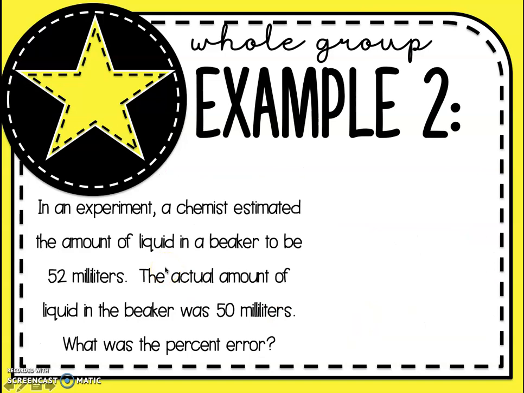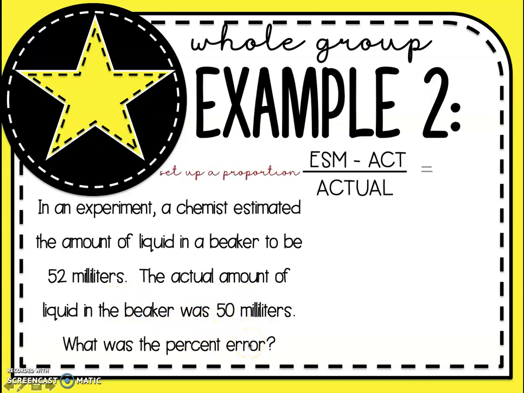It says, in an experiment, a chemist estimated the amount of liquid in a beaker to be 52 milliliters. The actual amount of liquid in the beaker was 50 milliliters. So what is the percent error? Again, we're going to set up our proportion and write out what we're doing. We're taking the estimated minus the actual, putting that over the actual, and setting that equal to a percent over 100.